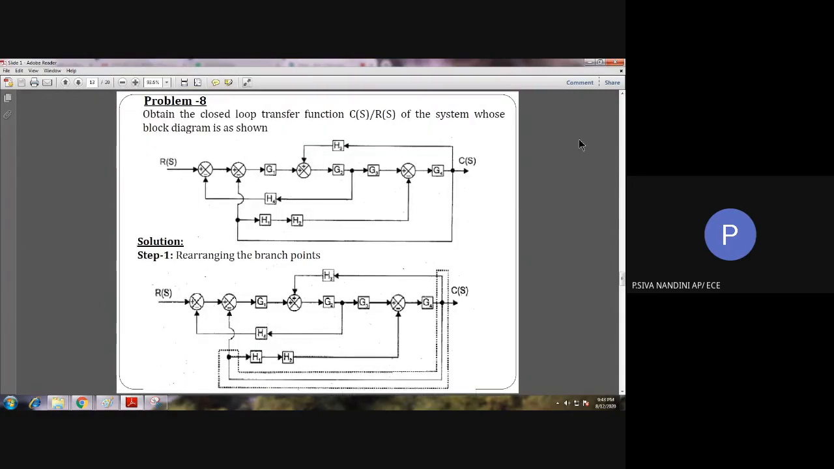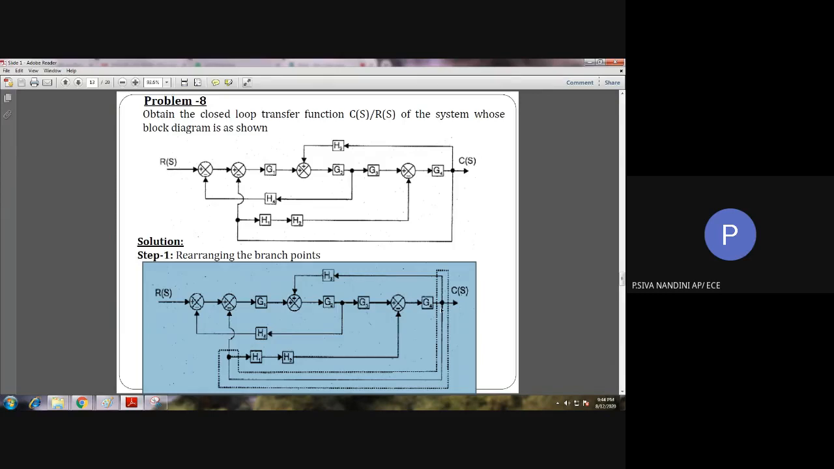Next, we shall see another problem. See here in this problem 8, we have blocks G1, G2, G3, G4 in the forward direction, and in the feedback path we have H1, H2, H3 and H4. First we will search for any series block, parallel block or feedback loop. No such thing is present. Then we have to find a way of making those by moving a branch point, splitting the summing point, or moving the summing point. Here we have a combined branch point. So first of all, we can split this combined branch point.